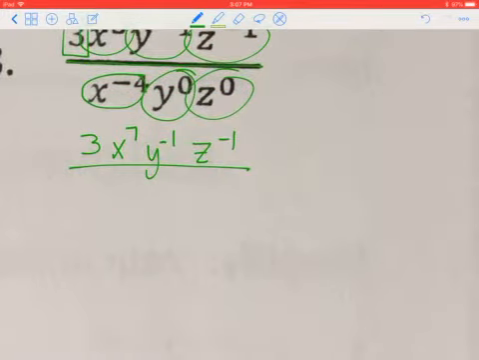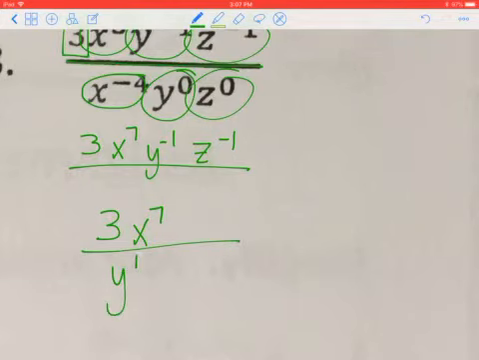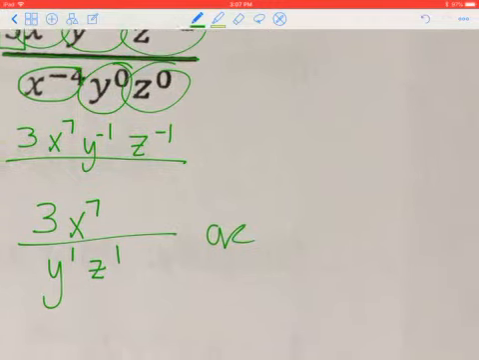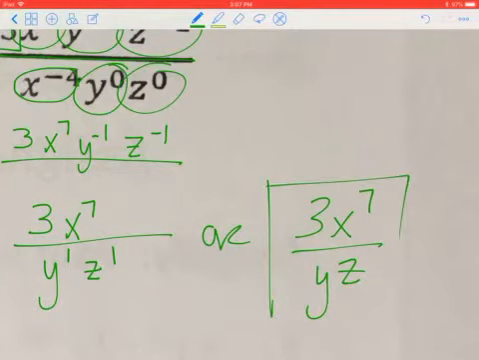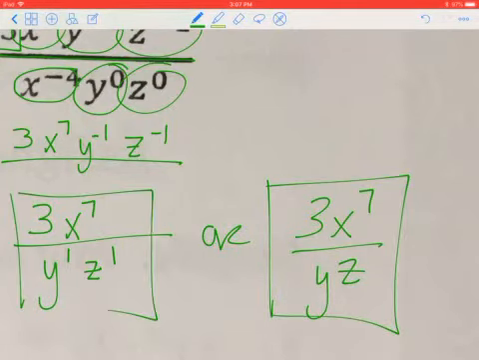Then I keep the positive exponents on top, negative exponents to the bottom. We could write it this way, or we do not have to show the 1, so it's 3x to the 7 over yz. Either answer is acceptable.